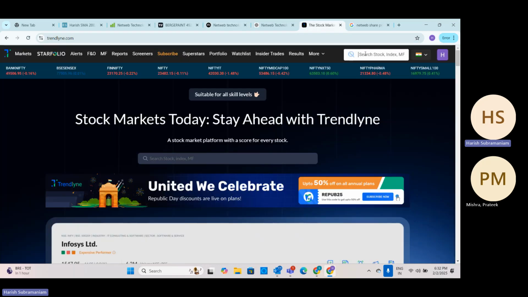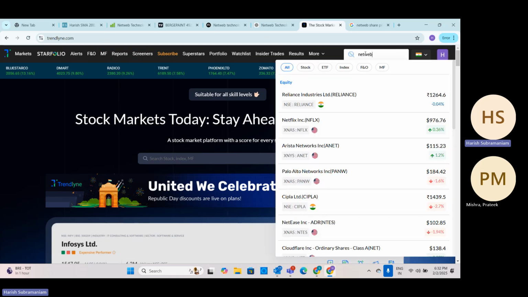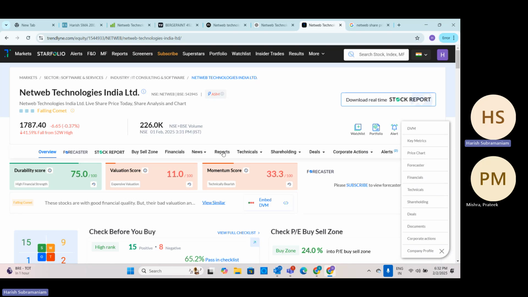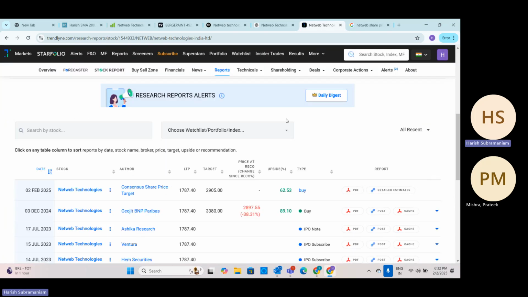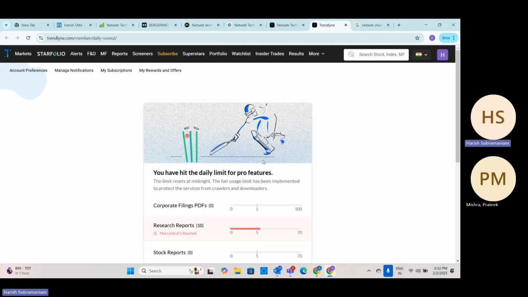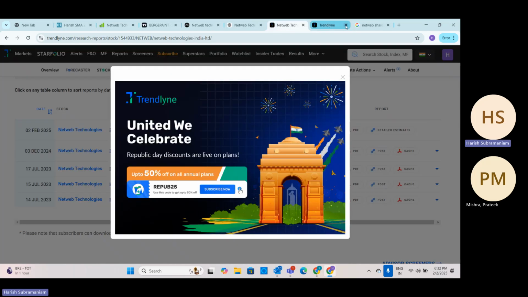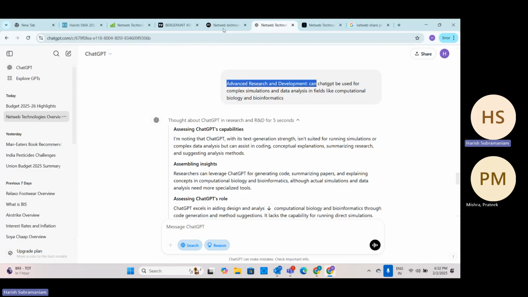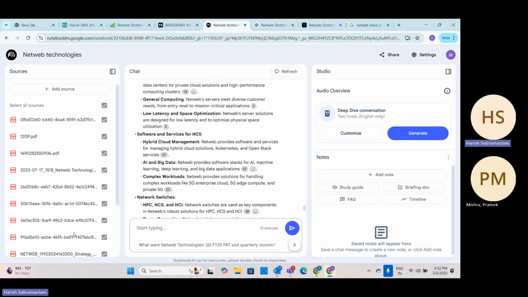Now let's look at this. Okay, we have understood what the company's documents are, but what about analysts? So we come here, we come to reports, and then we have a lot of analysts over here. We have analyst reports like this. If we just click on it, up to 5 a day, we can see and download it for free. So we can open these analyst reports, download them, and then add them back over here again.